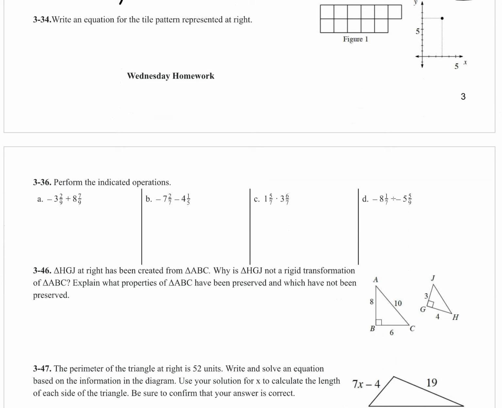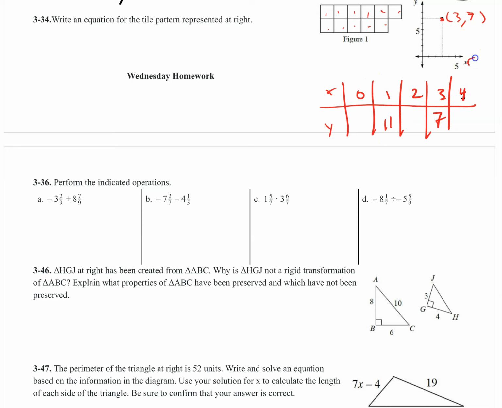3-34. Write an equation for the tile pattern represented at the right. So let me write the coordinates of this point first. This is 3, 7. Alright, and now let me make a little XY table. Maybe that'll help. So x will be 0, 1, 2, 3, 4. Alright, so figure 1 has 11 tiles, and figure 3 has 7 tiles. Figure number is on the x-axis, and then number of tiles is on the y-axis.